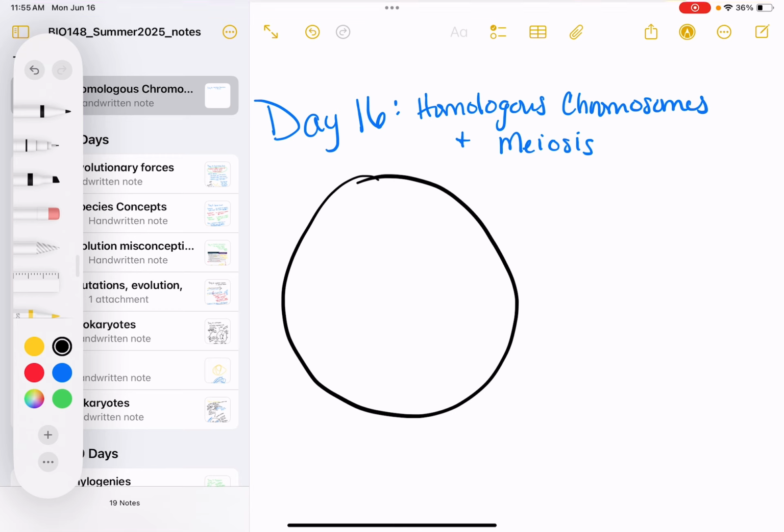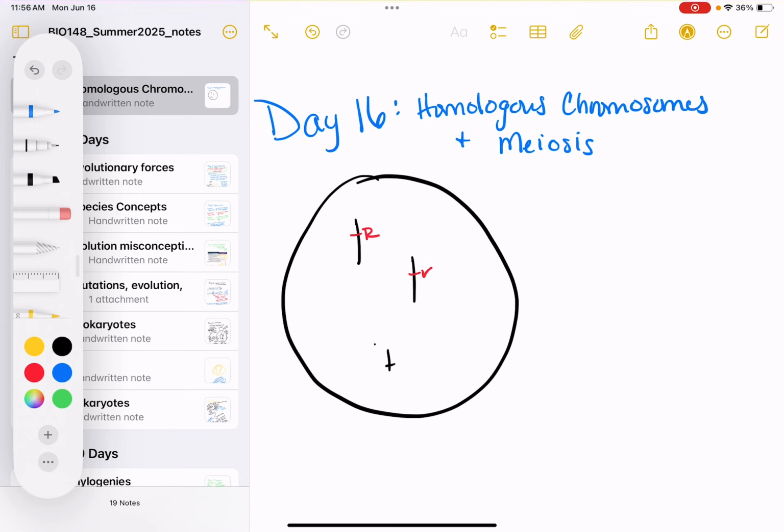So here I have my cell. Here in my cell, maybe I'm in G1. I've got the R gene, and I've got a capital version and a lowercase version. And then I also have a second set of chromosomes, and these ones have the B gene on them. Okay, so let's do a big B.